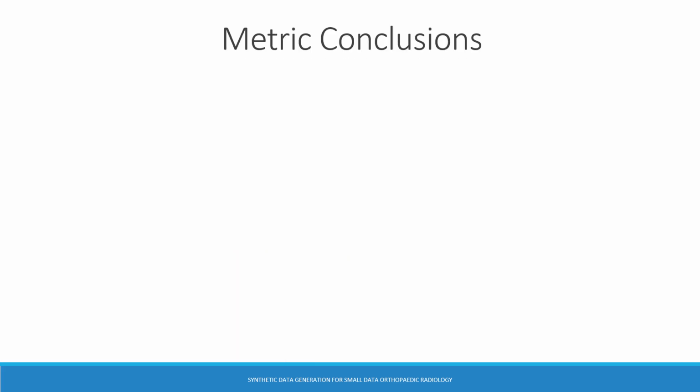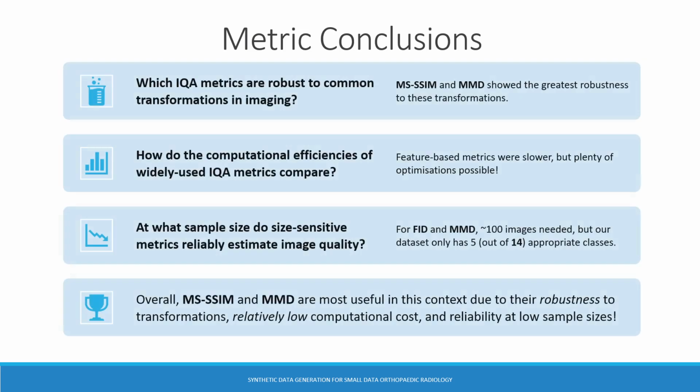From the results of these tests, we can answer three questions. Which IQA metrics are robust to common imaging transforms? How did the computational efficiencies of widely used IQA metrics compare? And at what sample size do size-sensitive metrics reliably estimate image quality? Answering these questions led us to conclude that MS-SSIM and MMD were the most useful in this context due to their robustness, efficiency, and reliability.